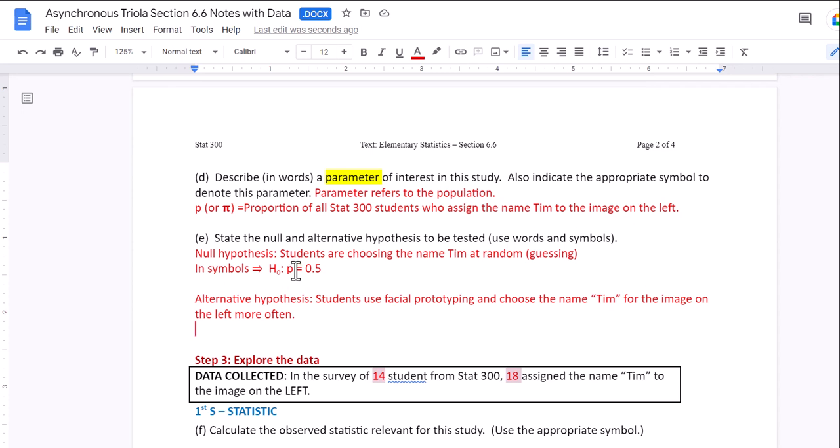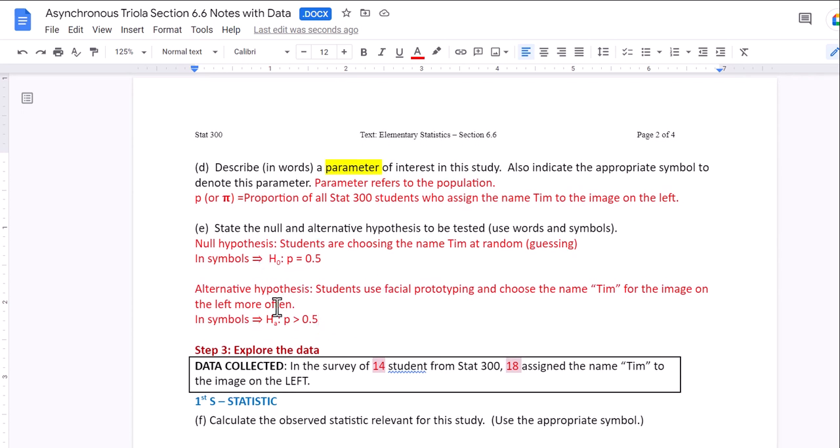P is going to be not equal to 0.5, but here it says, if you're not just guessing, if you're actually using facial prototyping, what do you expect the probability to be that you choose the name Tim? Is it going to be higher than 1/2 or lower than 1/2? Higher, right? If you're using facial prototyping, then you're likely going to choose the name Tim more often, so the probability will be greater than 1/2. So in symbols, H subscript A will be P is greater than 0.5. So those are our hypotheses.